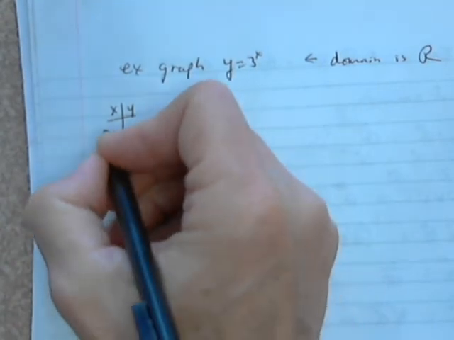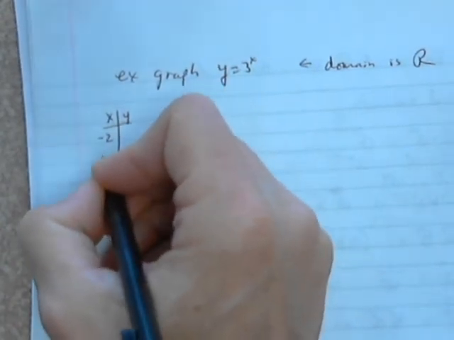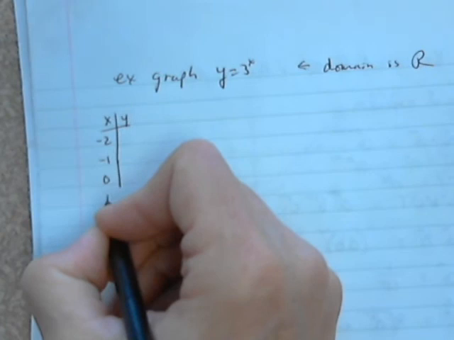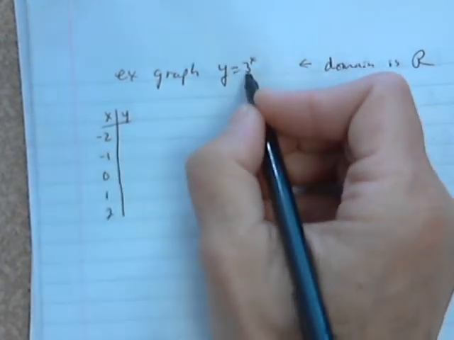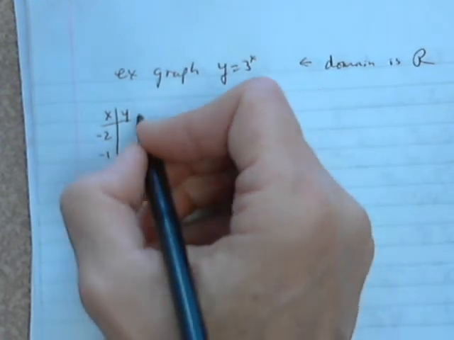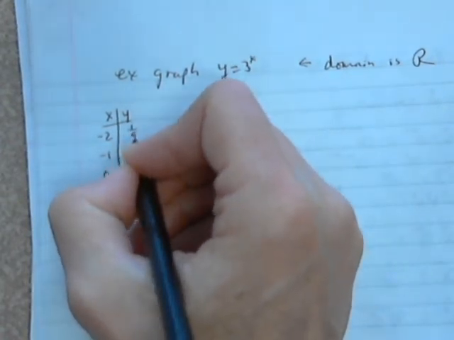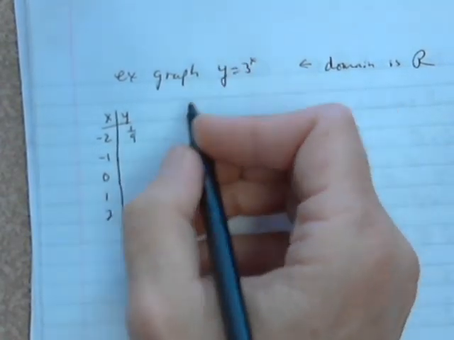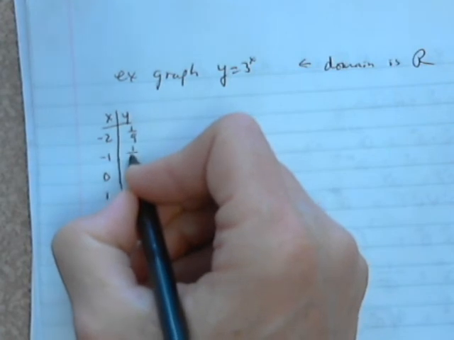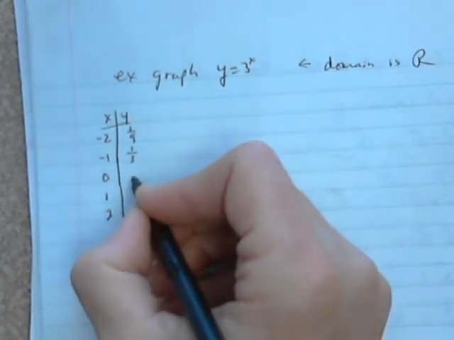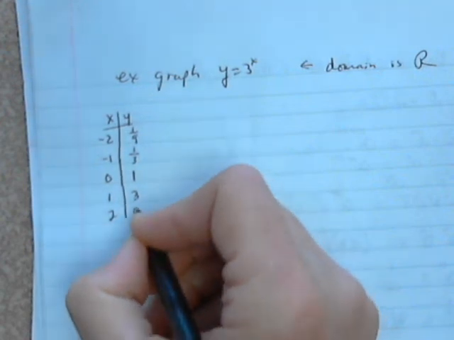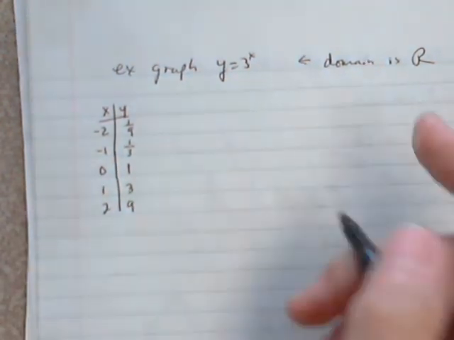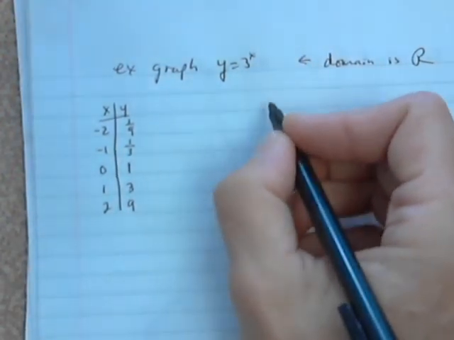So for our table of values, we can just plug in x equals -2, -1, 0, 1, and 2. We'll get those 5 points. And 3 to the -2 power is 1 over 3 squared, which is 1/9. 3 to the -1 power is 1 over 3 to the first. Anything to the 0 equals 1. 3 to the first is 3, and 3 squared is 9. So those are our initial points that we're going to be working with.